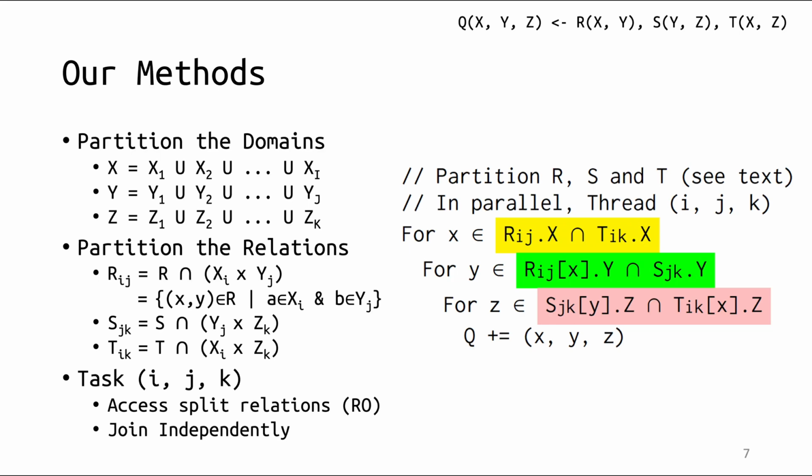In detail, we first split the attribute domains by a hash function into different partitions, and then split the relations based on the combination of partitions of its attributes. For instance, the partition Rij comes from the restriction of the relation R to the product set of Ai and Bj partition. Now, during the join in the right figure, each thread identified by the triple ijk just reads only a small slice of each relation, that is Rij, Sjk, and Tik, and works independently.